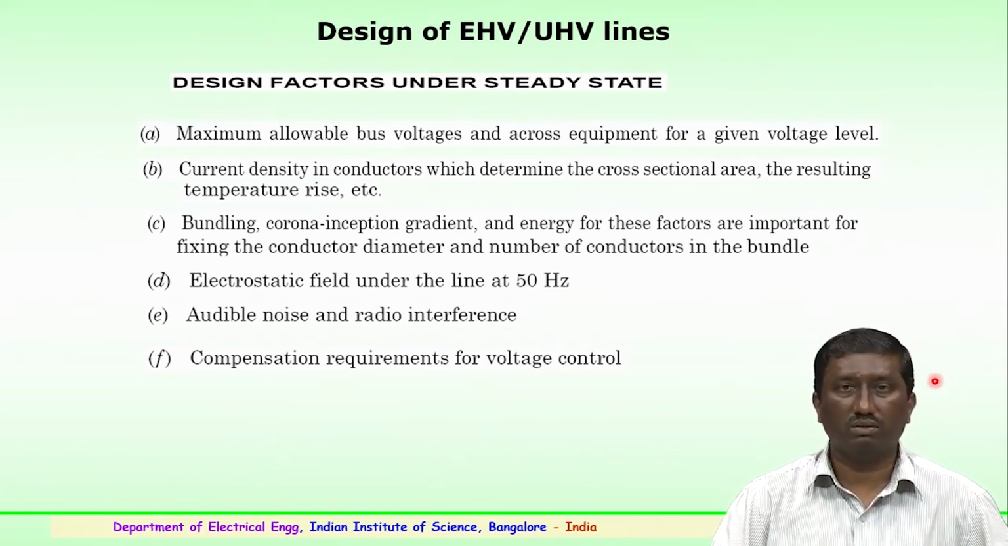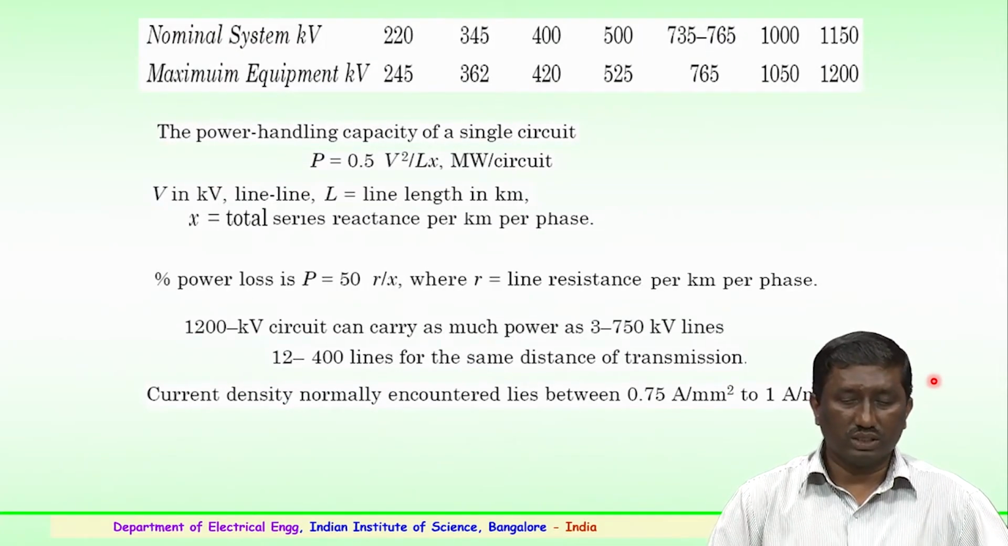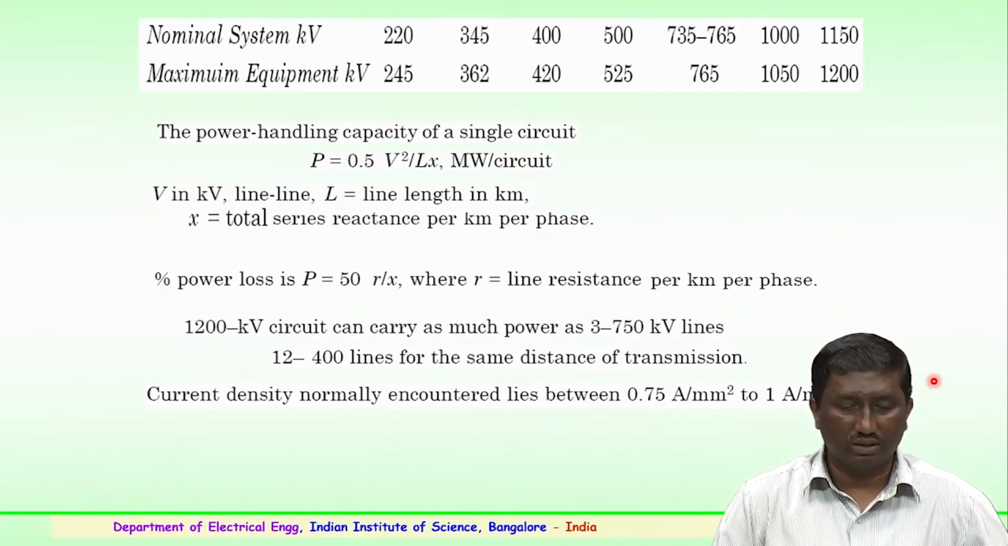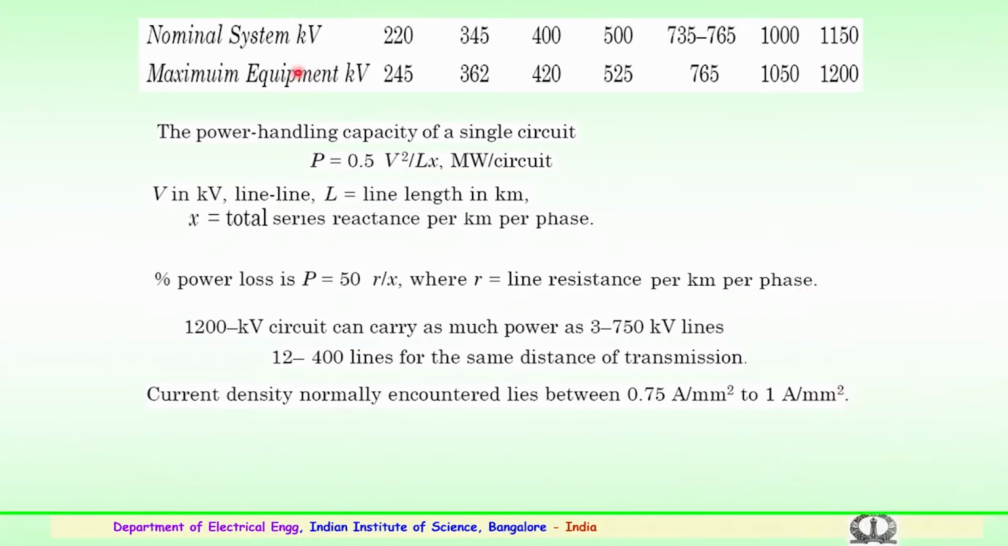So, finally, the compensation requirement for the voltage control is again a factor under steady state, which is to be considered for design of the extra high voltage or the ultra high voltage transmission lines for the tower configurations.